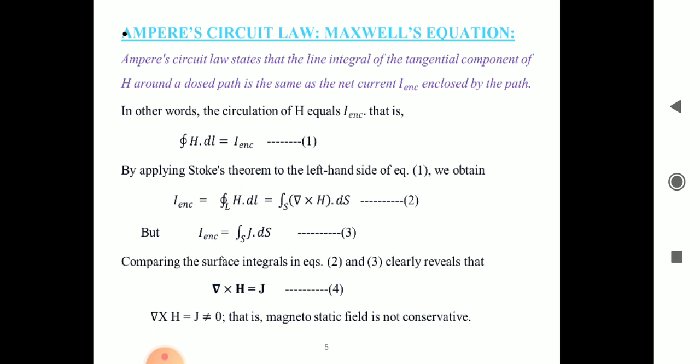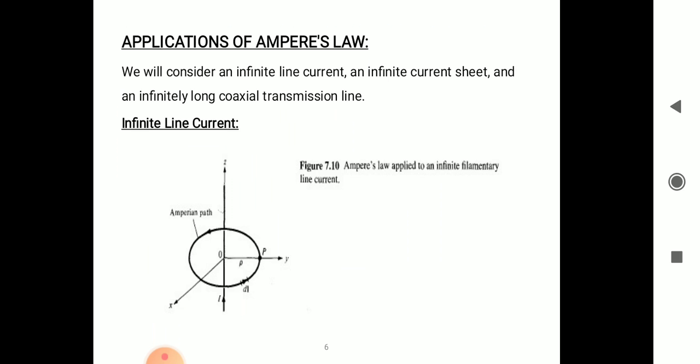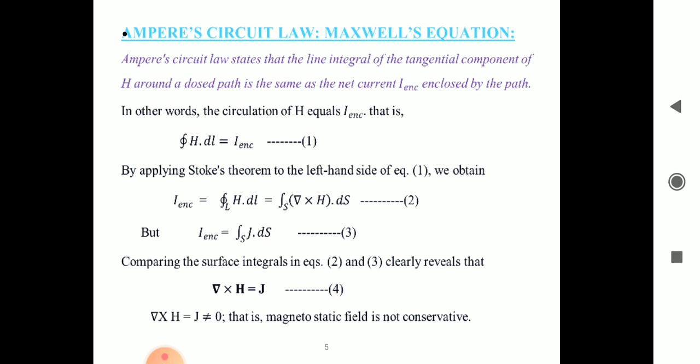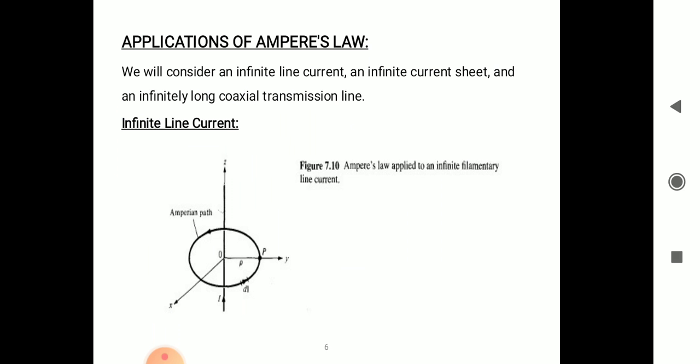We can compare them. Comparing the surface integrals in equations 2 and 3, the result gives that del cross H is equal to J. Del cross H is equal to J is the Maxwell's equation. Del cross H is equal to J, that is not equal to 0, means magnetostatic field is not conservative. This is the proof of the Maxwell's equation from Ampere's circuital law. This is Maxwell's proof.